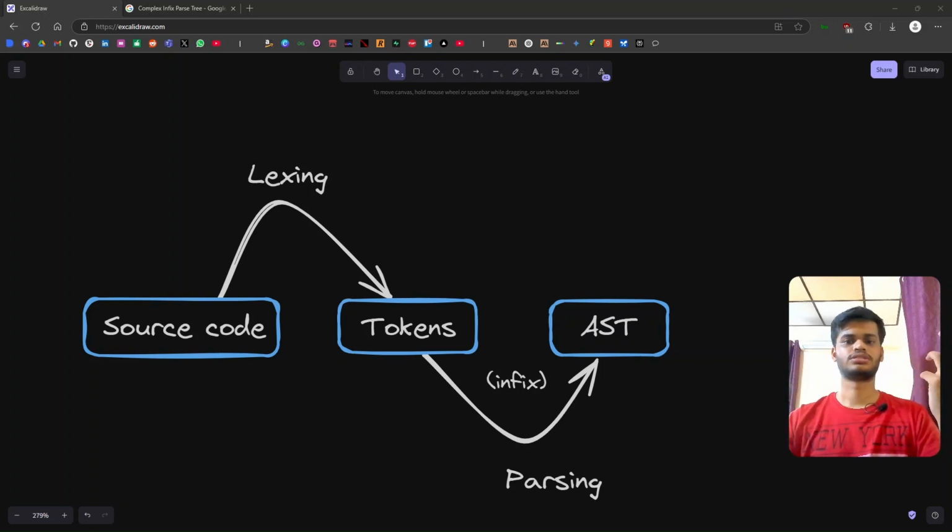So what's next? In our next video, we will dive into the practical side of implementing a postfix evaluator in code. And we will do a deep dive into how recursive descent parsers work.